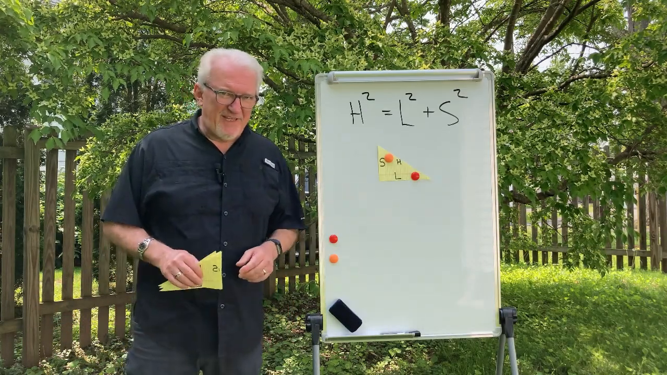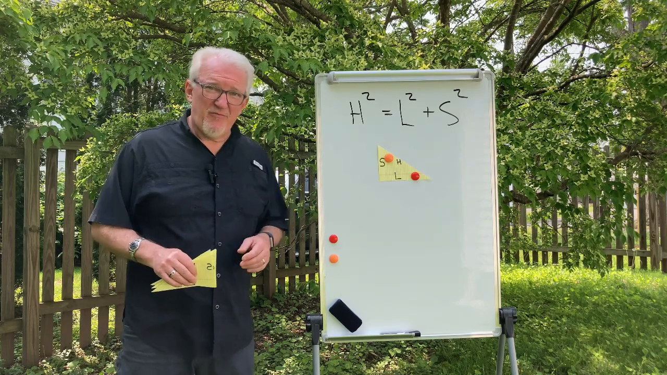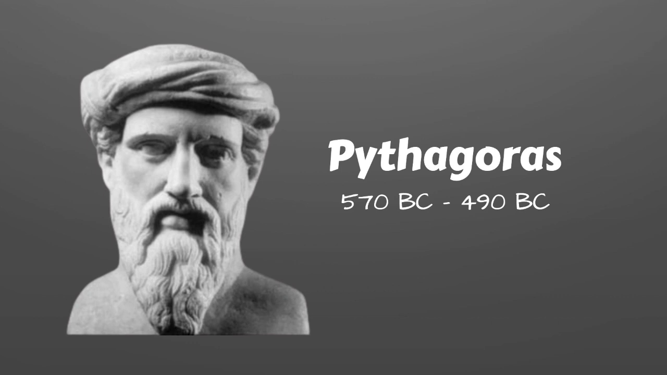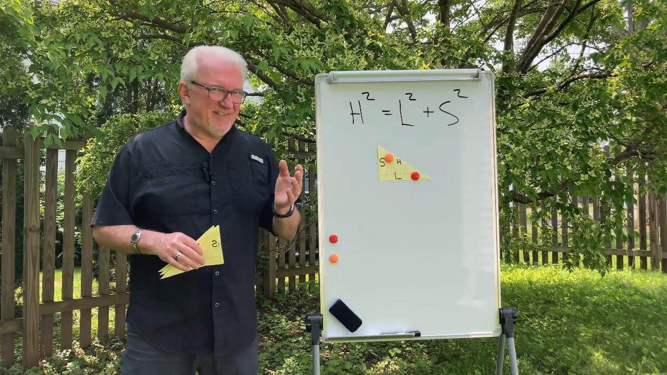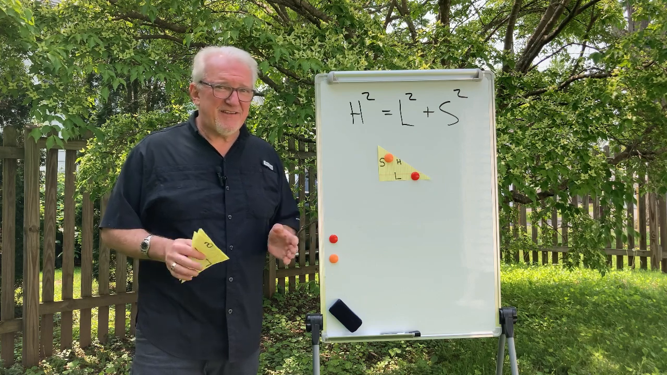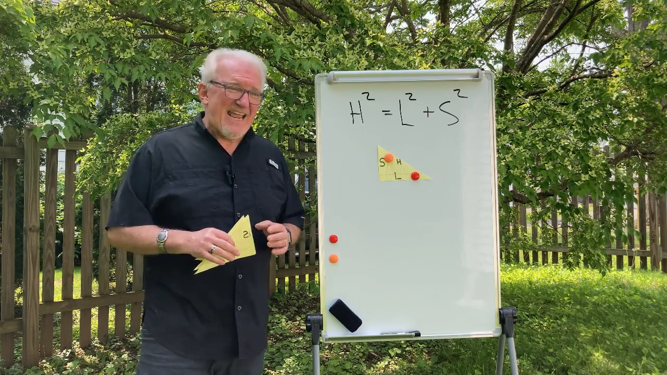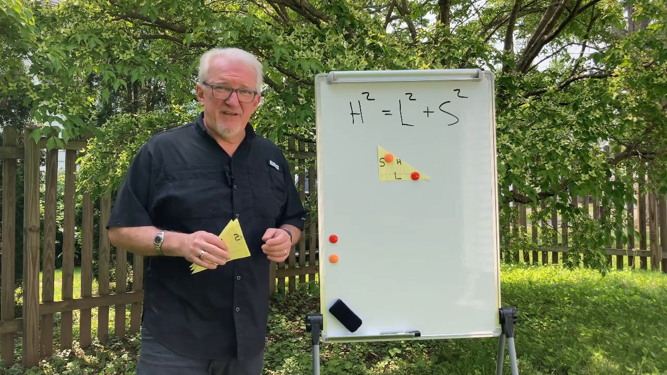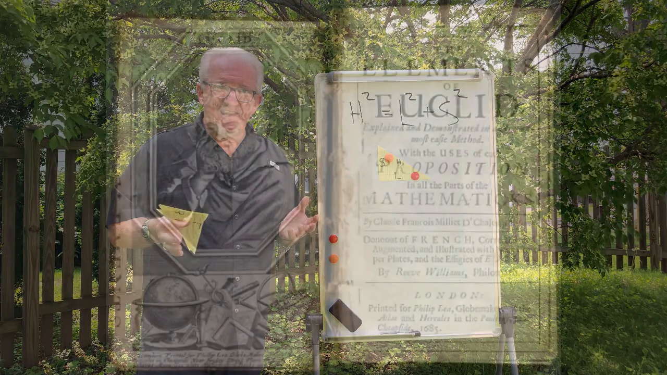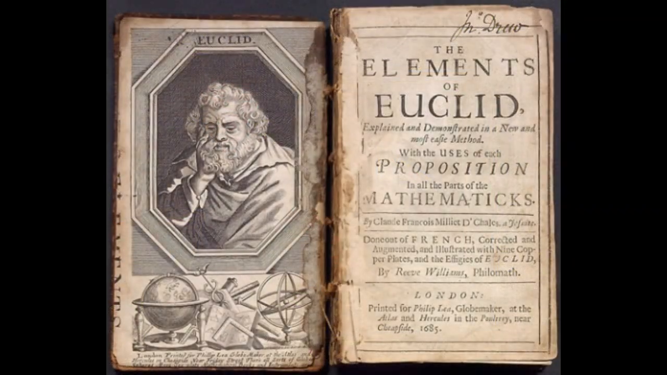As the name of the theorem indicates, the Pythagorean theorem was known to the Greek mathematician Pythagoras, who lived from 570 to 490 BC. But the statement of the theorem was known long before that, thousands of years, in fact, before Pythagoras lived. And the first known proof was given by Euclid in his famous treatise, The Elements, the most important mathematics book that was ever written.